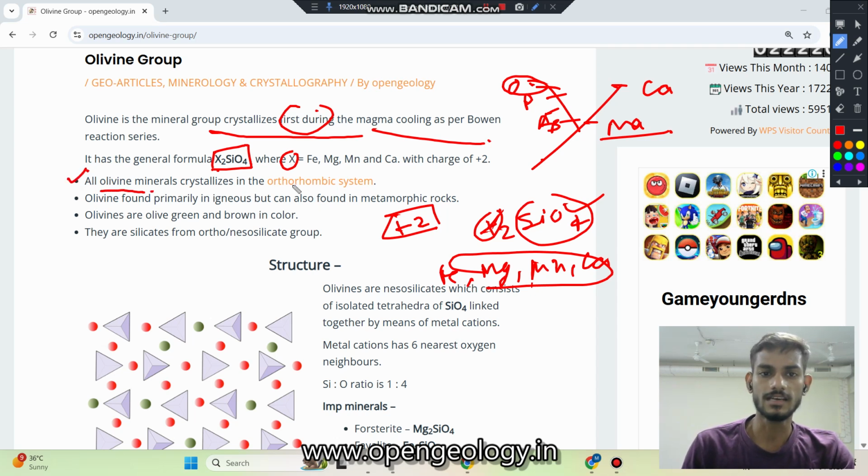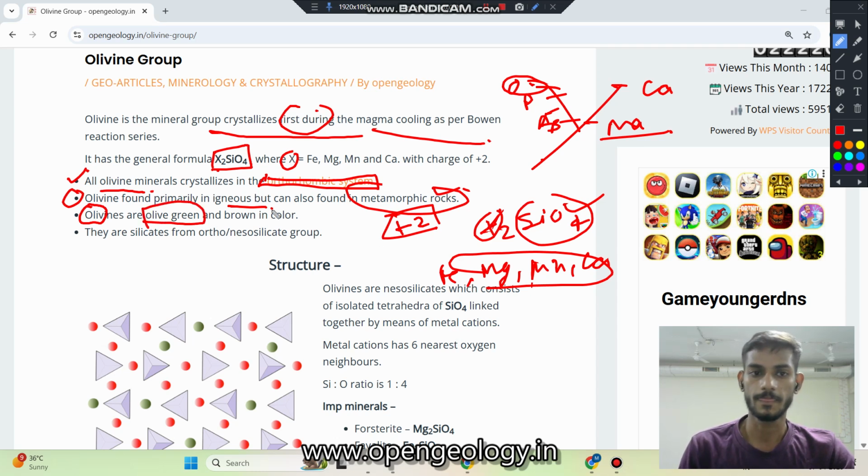Now let us see more characteristics. All olivine minerals crystallize in the orthorhombic crystal system, which means all three axes are perpendicular to each other but of unequal length. Olivine is found primarily in igneous rocks, but it can also be found in metamorphic rocks, though generally it is restricted to igneous rocks. As the name suggests, olivine shows an olive green color, and some varieties may also show brown color. These are ortho or nesosilicates, as I have already told, depending on the SiO4 tetrahedra.